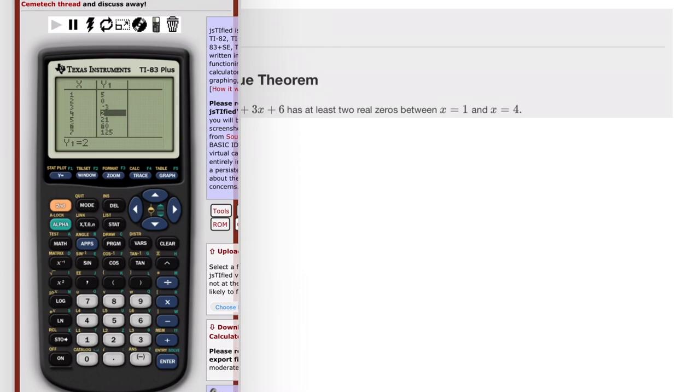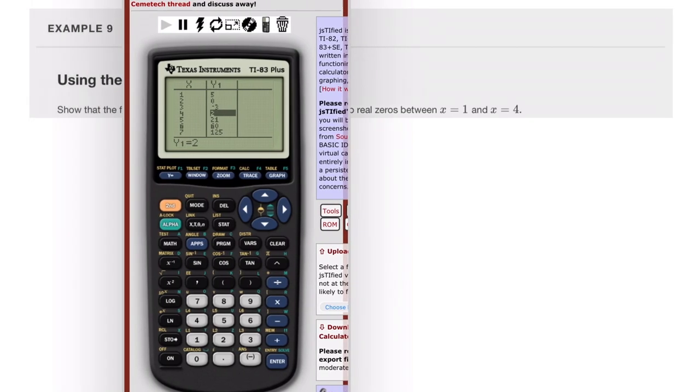zeros. And then the second 0, we can use the intermediate value theorem because the y value goes from negative to positive. So there has to be a 0 somewhere between when x is 3 and 4, right? Just by looking at the table.